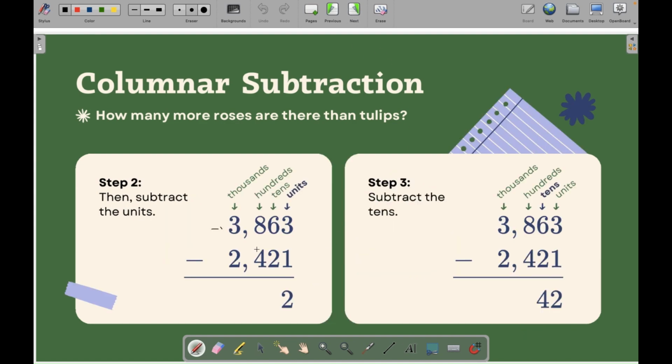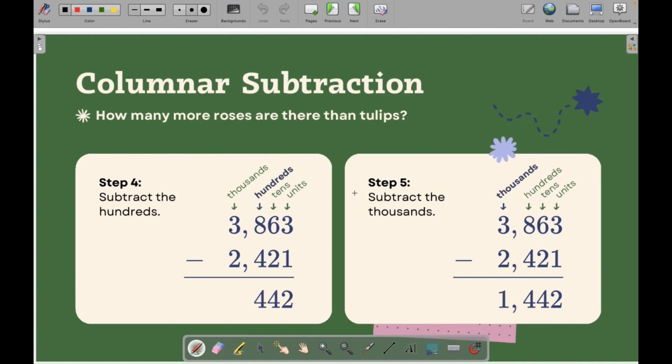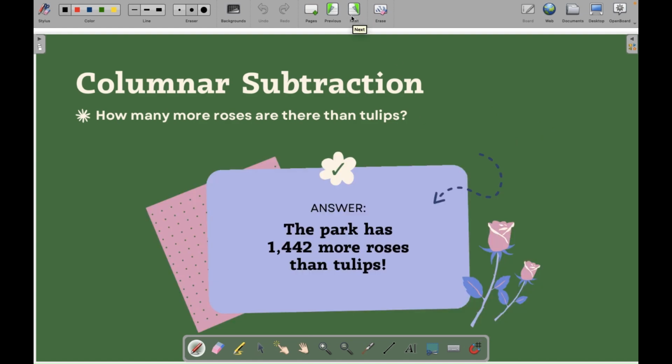Again, the same as addition. Like we started from the units digit, we'll subtract instead of adding. So 3 minus 1 gives us 2. 6 minus 2 gives us 4. 8 minus 4 gives us 4, and 3 minus 2 gives us 1. This was a very simple question wherein no regrouping is required. We'll also see a question wherein some regrouping needs to be done. So the answer to the second question is 1442. That means the park has 1442 more roses than tulips.